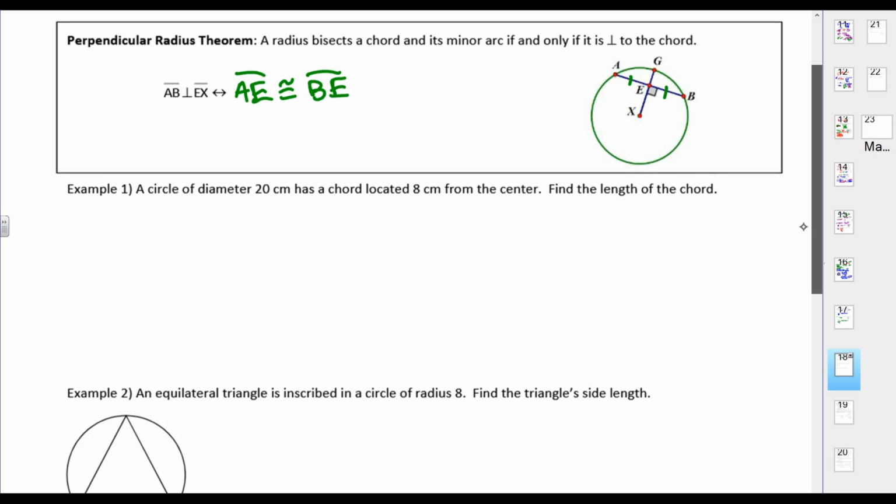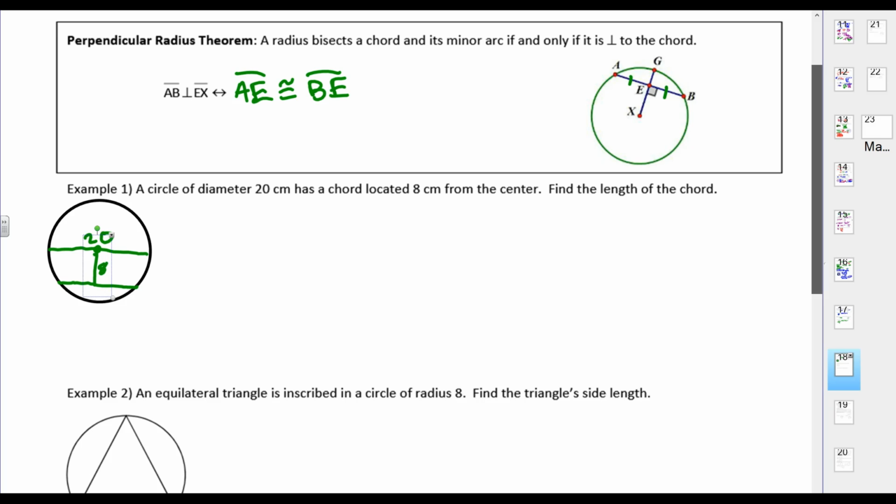So let's do an example here. I have a circle with a diameter of 20 and a chord located 8 centimeters from the center. So let's draw that as a picture. Here's my circle, okay? And I have a diameter of 20, which means that all the way across, this thing is 20, but I have a chord that's located 8 centimeters from its center. So I'm going to draw in a chord over here. Here's my center, and it is 8 centimeters away. That means this piece right here is 8. I want to find the length of that chord.